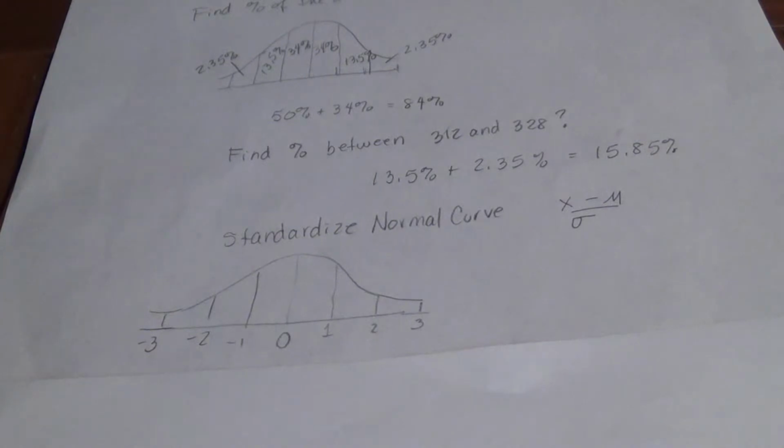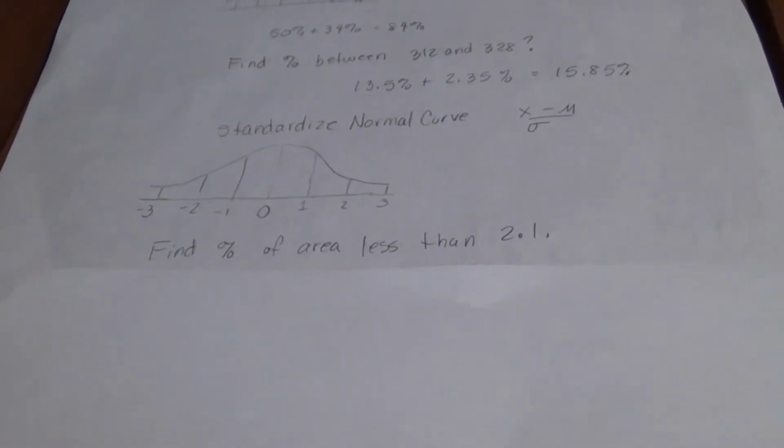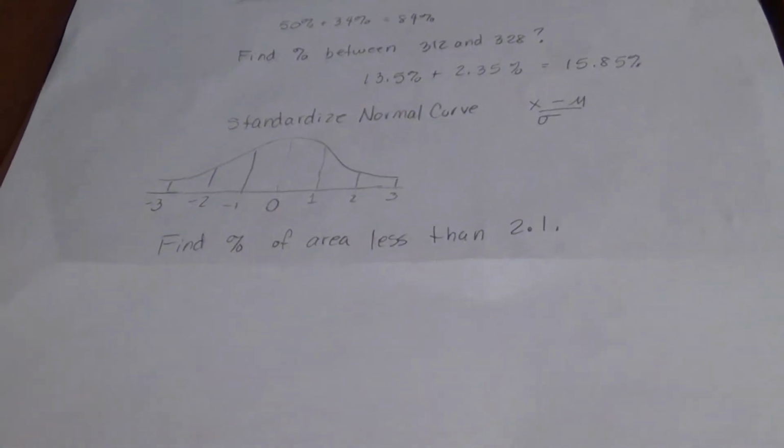Alright, so here is the standardized normal curve. And notice the standard deviations have switched to 0, 1, 2, 3, and -1, -2, -3. And that is true for every normal curve. If you start with a normal curve, the standardized normal curve is also normal. So let's look at some questions. I was wondering, and I'm sure you are as well, find the percentage of area under this curve less than 2.1. When I say 2.1, what I'm talking about there is a z-score.